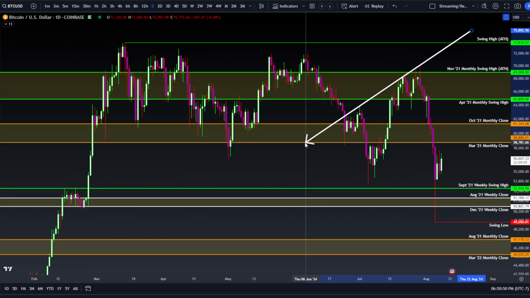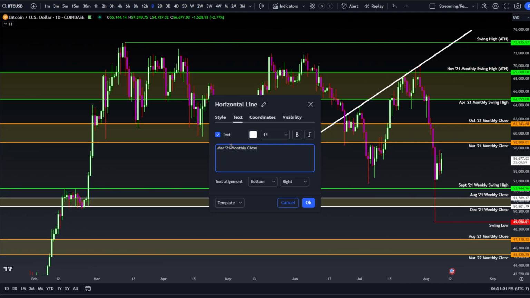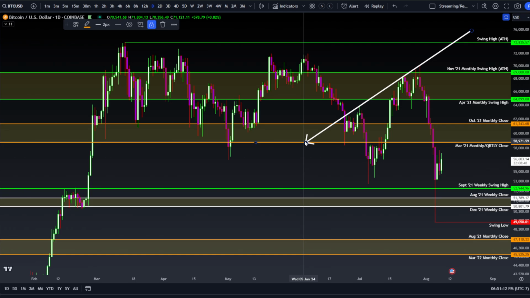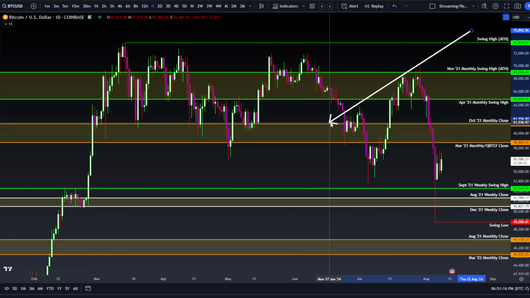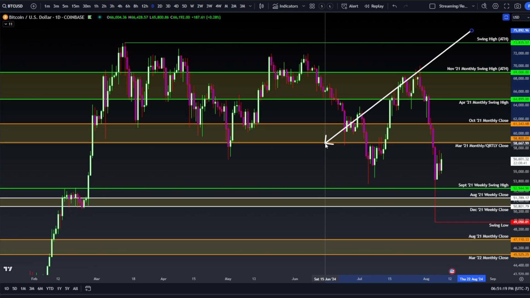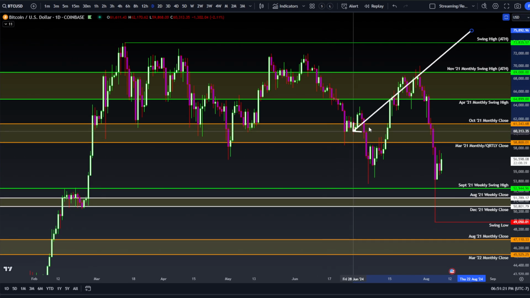Something to keep in mind is that this March of 2021 closing high is not just a monthly, it's actually a quarterly. So I should probably note that here. Let's see if I can do that. So monthly, and this would be a quarterly, QRTLY. And this was the actual closing quarterly high. So this zone is between 61,350 and 58,800. Some charts it's going to be $59,000 here.